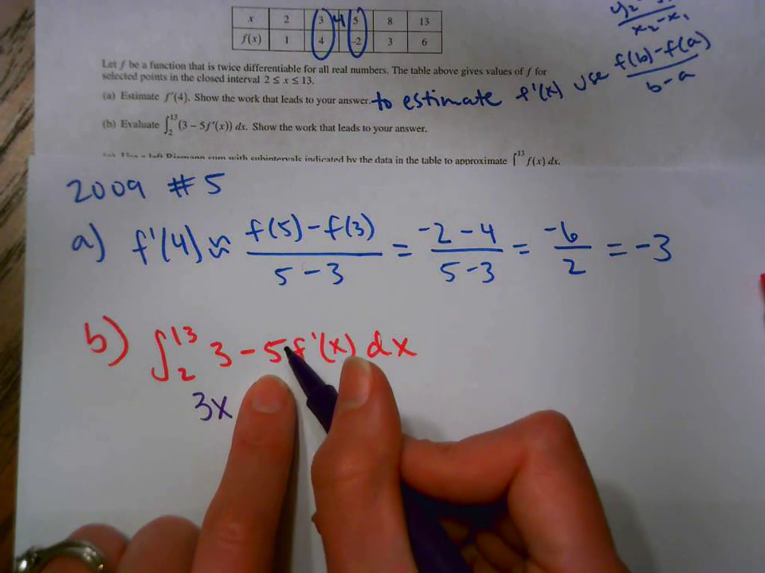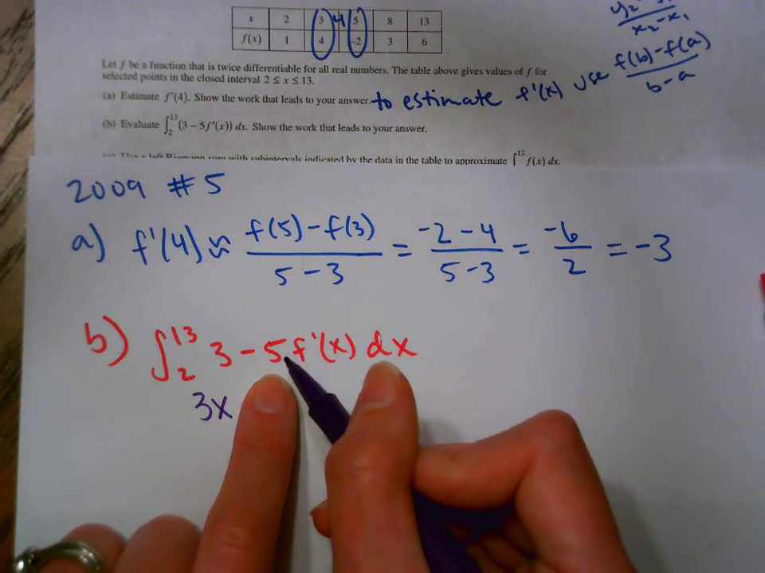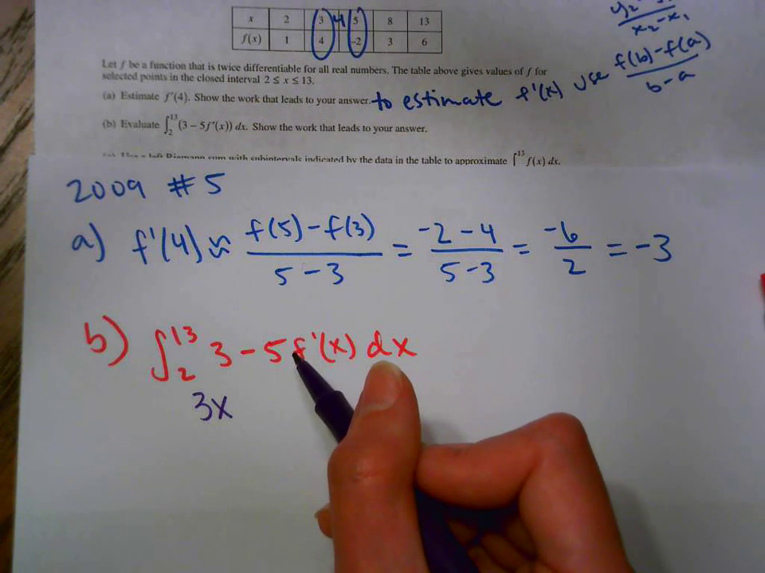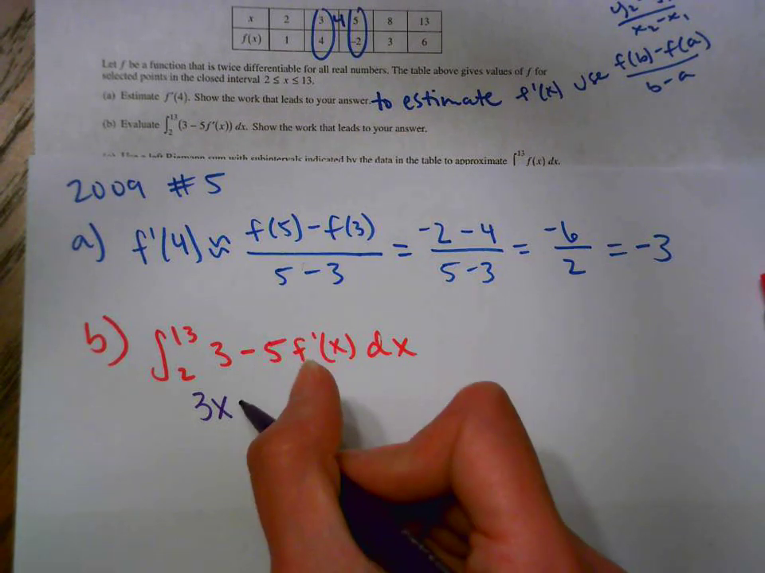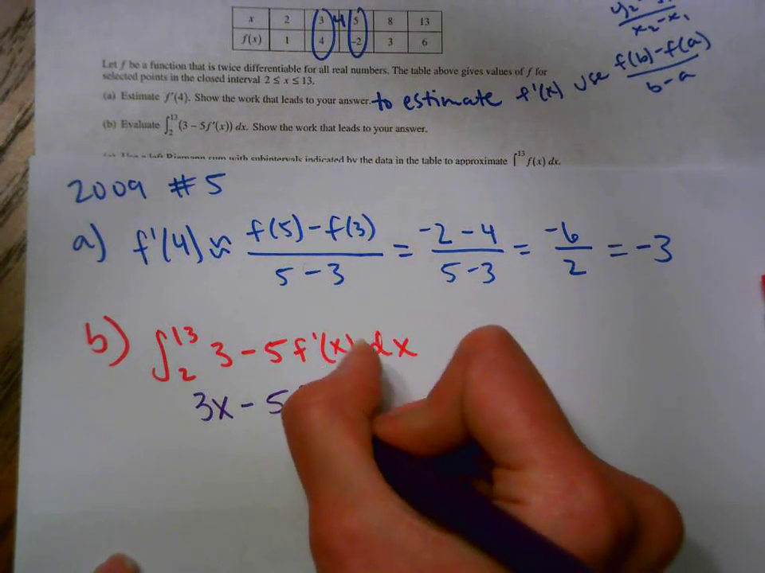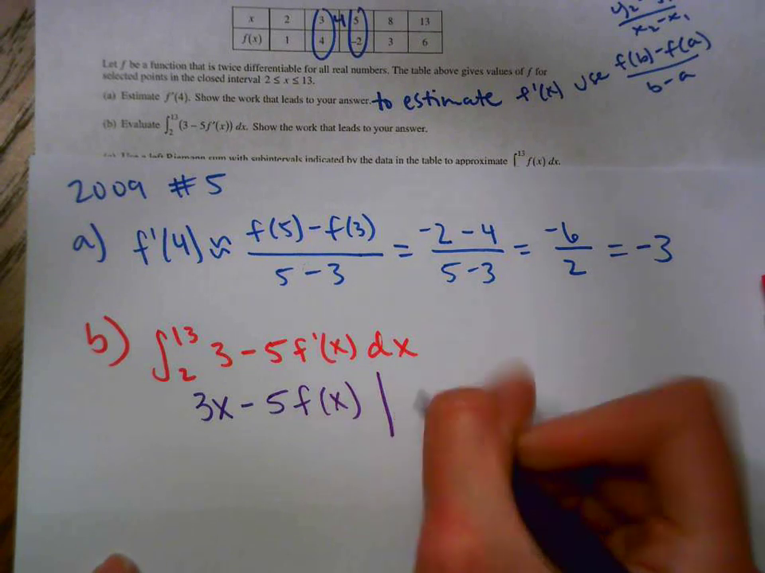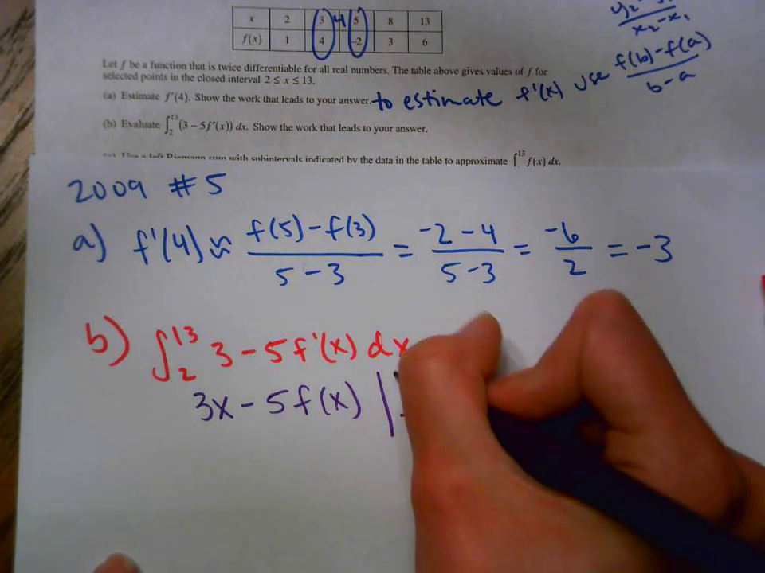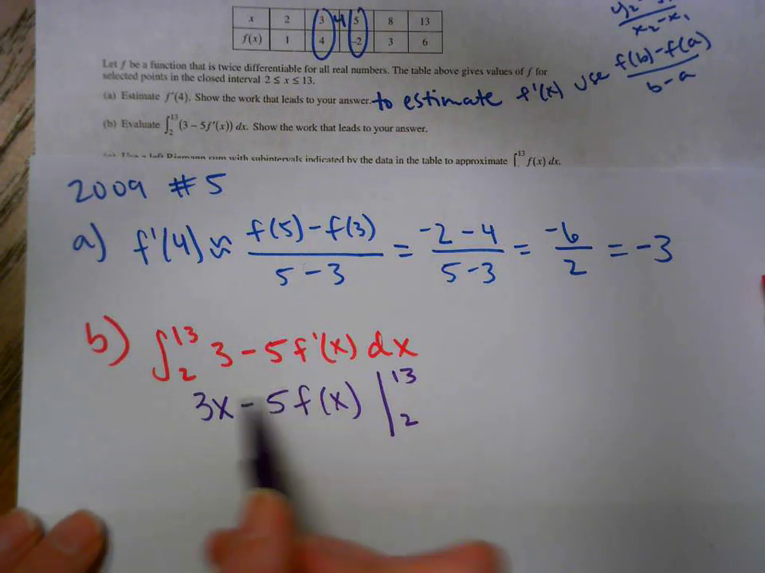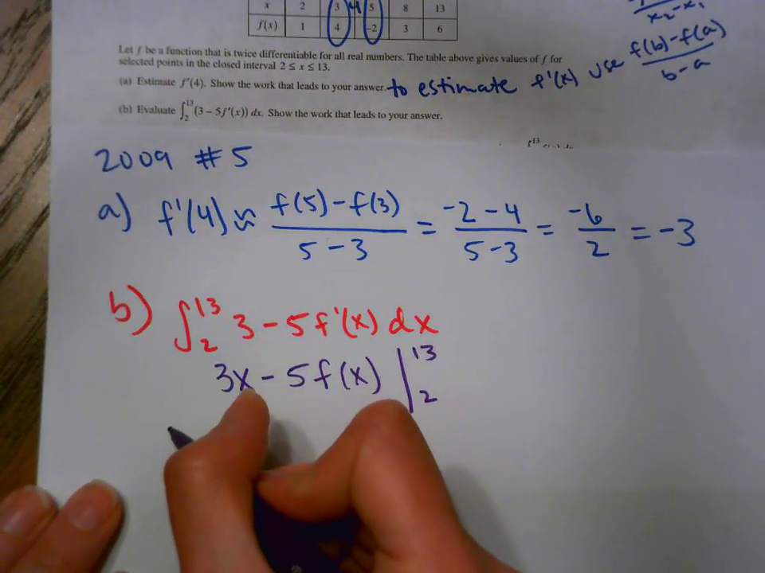Now, what do we do with this 5? That's a coefficient, and when you do integrals and derivatives, you keep coefficients, right? If that was 5 cosine, then it would be 5 sine. So that's still going to stay minus 5, but now the antiderivative of f prime is f of x. That is your antiderivative. And write your boundaries. So now we can do f of b minus f of a.